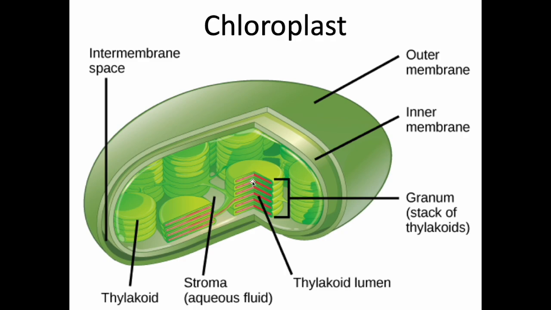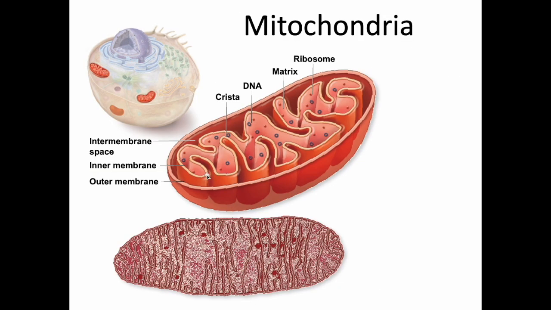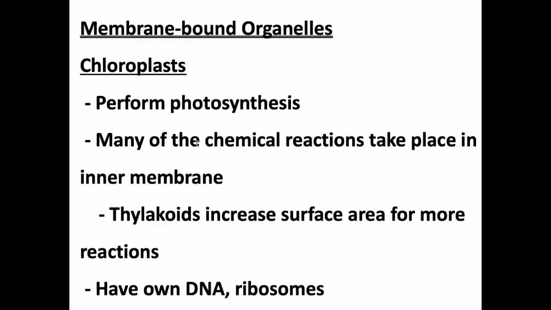Why would this organelle have so many folds within its membrane? Well, it's actually the exact same reason why mitochondria had folds within their inner membrane. Many of the chemical reactions of photosynthesis take place in the inner membrane. These structures, these thylakoids, increase surface area so that you can have more of these chemical reactions. And the chloroplasts do photosynthesis.